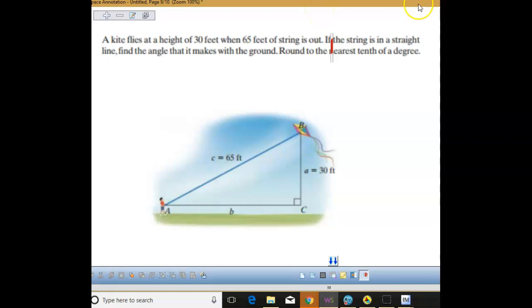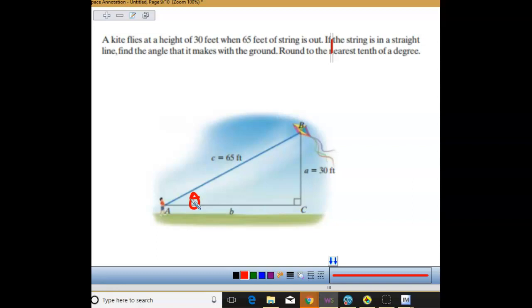So here we have some kite, and that kite is 30 feet above the ground, 65 feet of string, and we're going to assume that your string isn't wavy, that the wind is blowing pretty hard, so your string will form a straight line there. So we want the measure of the angle that's formed with the ground. So we want that angle there. Okay, so which trig function would you use in order to find that angle?